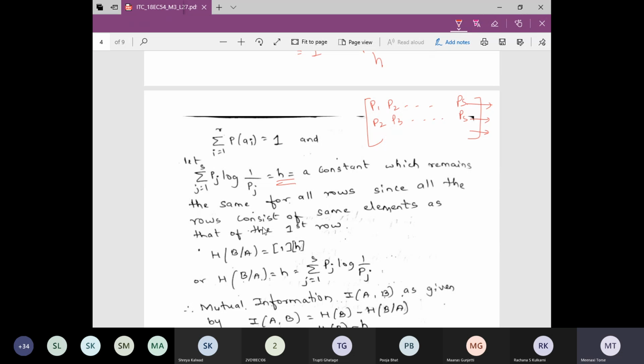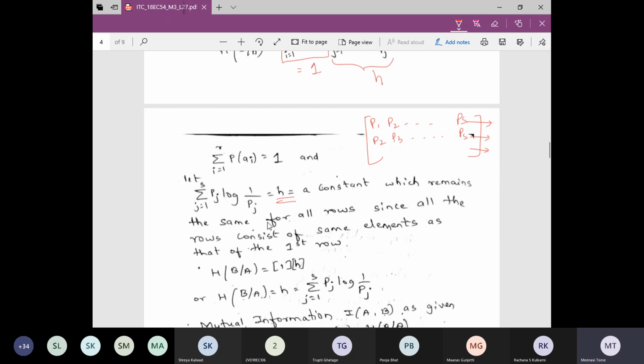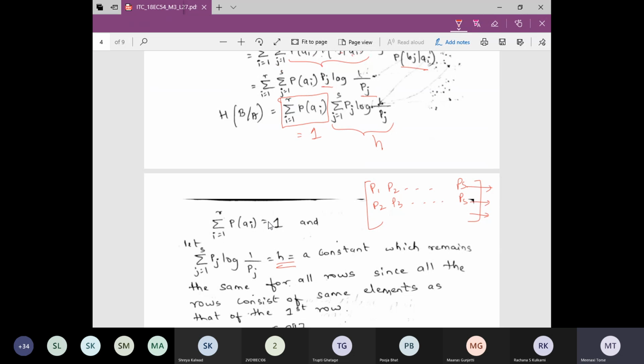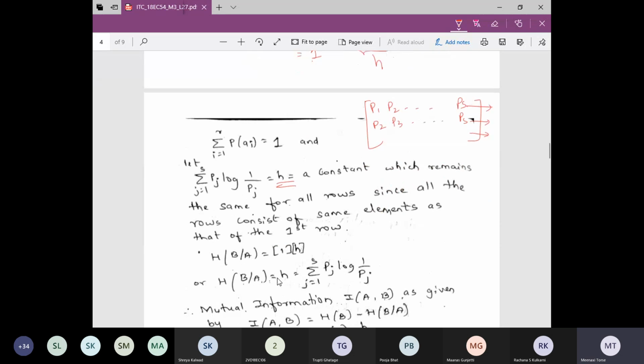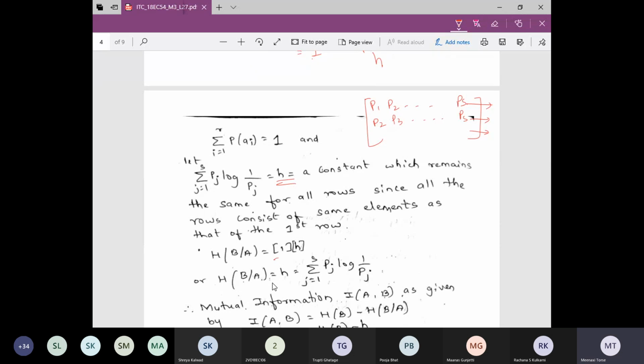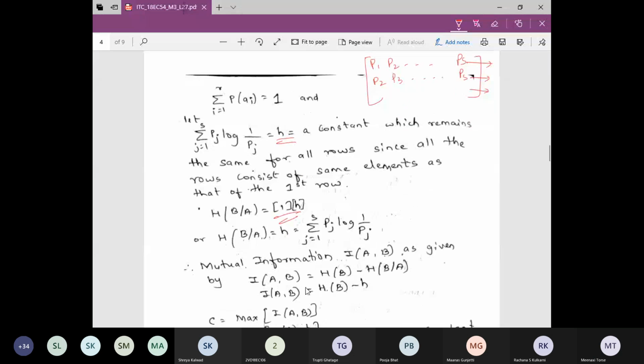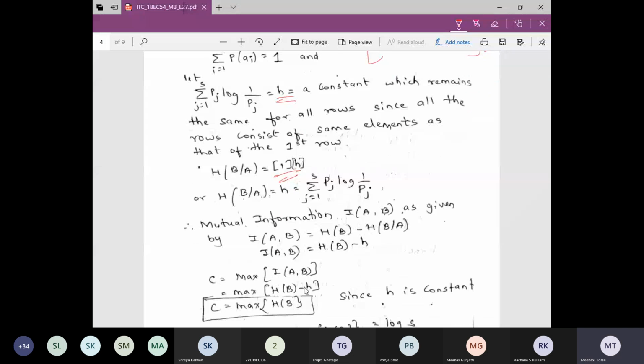So H of B by A is nothing but 1 into H, since summation i equals 1 to r of P of a_i is 1. Mutual information I of A comma B is given by H of B minus H of B by A. So H of B by A is nothing but equal to H.